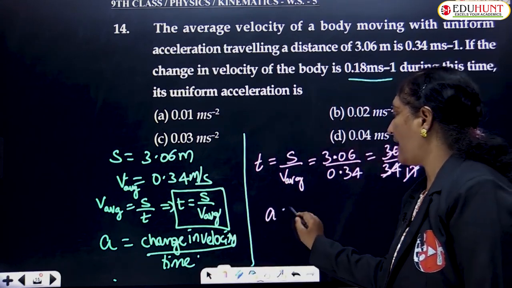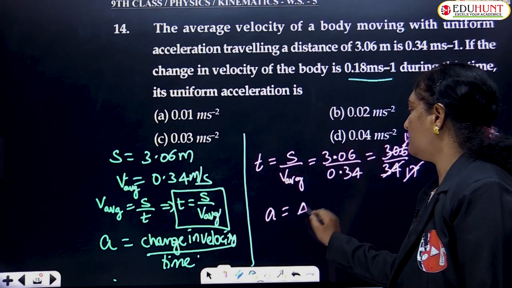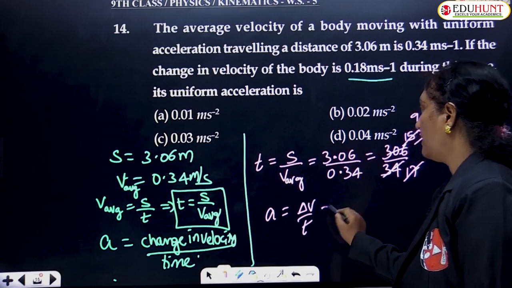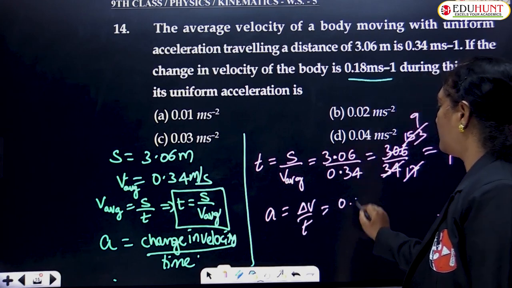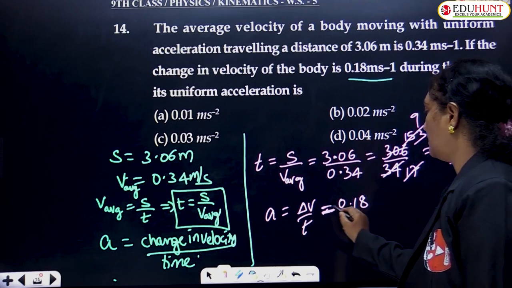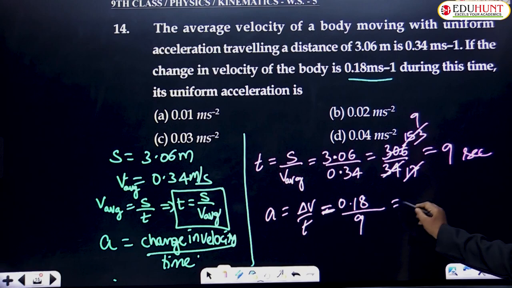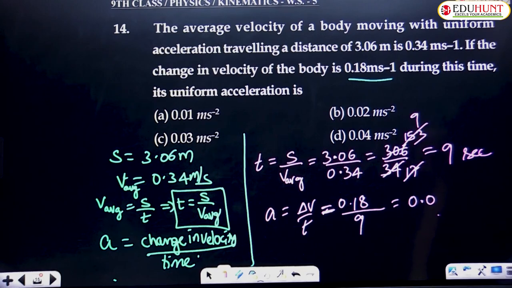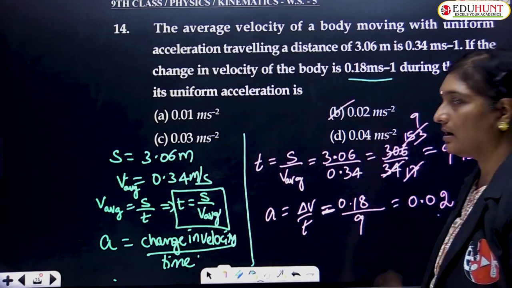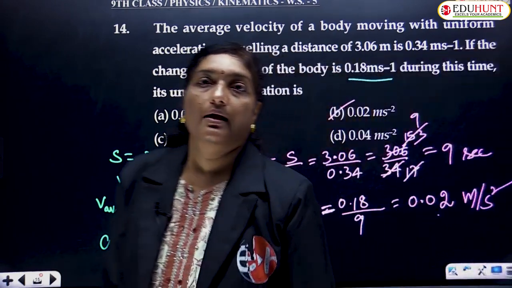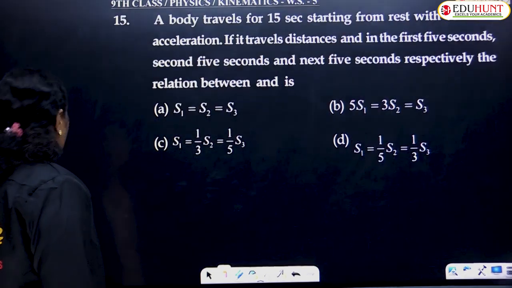As the time is known and the change in velocity was given, you can find the acceleration as change in velocity upon time. What is the change in velocity? 0.18. Time was just now calculated as 9. So this is 0.18 by 9: 9 twos are 18. So its value is found to be 0.02 meter per second square. So here goes your answer. Okay, children? Well, moving to the next question.